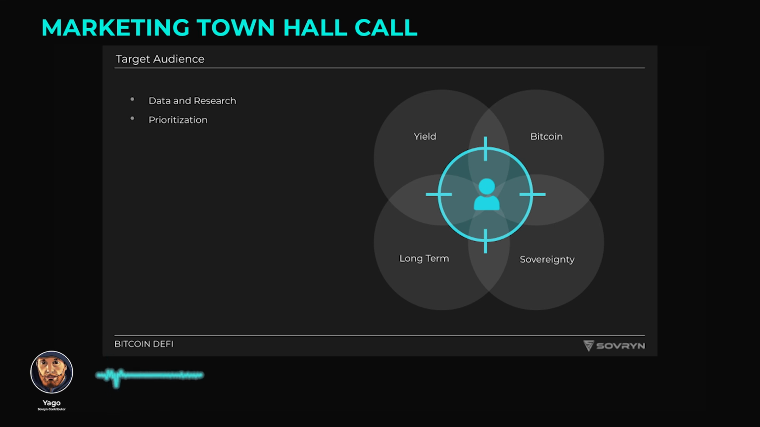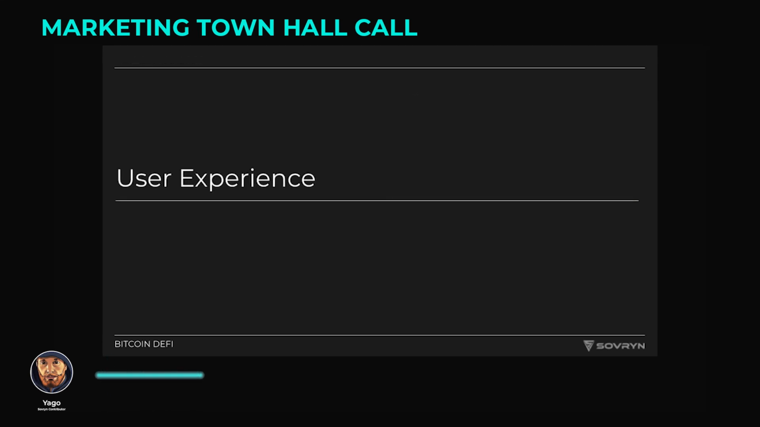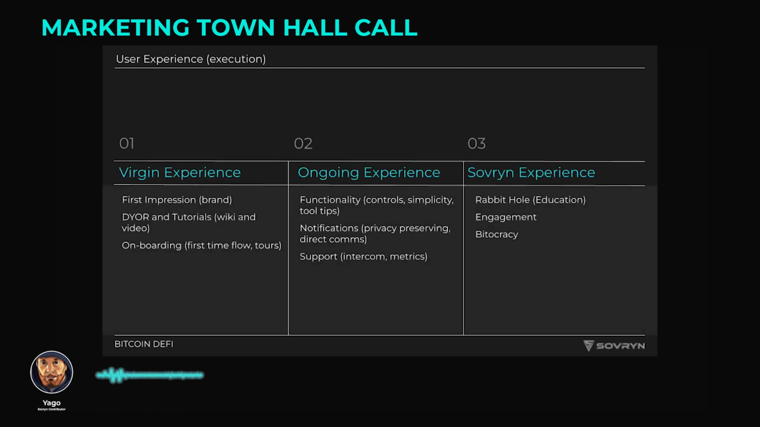So that brings me to user experience. In terms of user experience, we can break it up into three types. The first is the virgin experience. This is the first time a user encounters Sovryn. So from a brand perspective, that's basically the first impression, which is what brand is all about, although brand continues to play a role in the ongoing Sovryn experience. It is also the tutorials, wiki and educational material that we provide. And of course, it is the onboarding, the first-time flow that users have when utilizing the system.